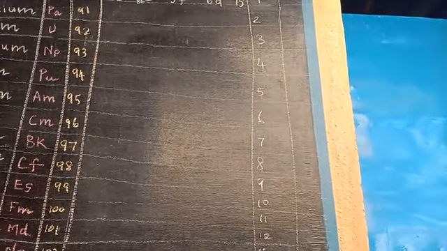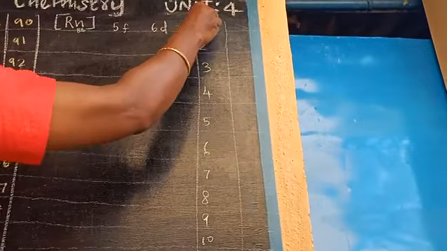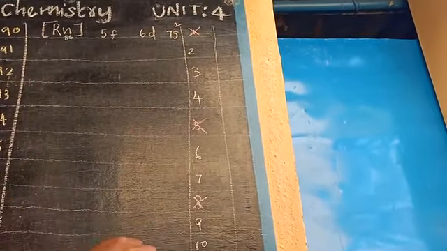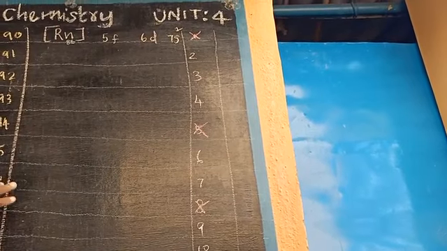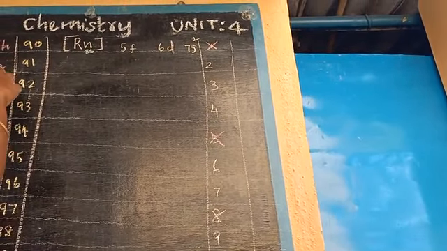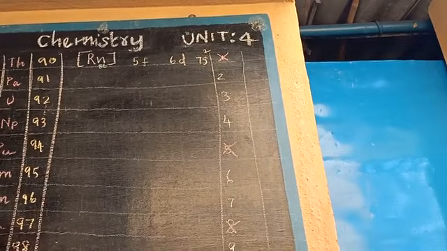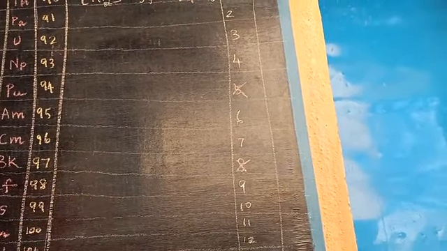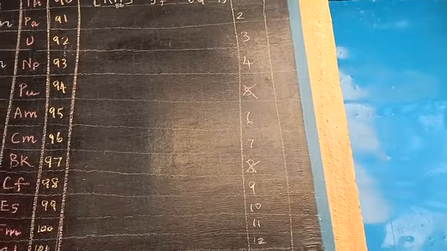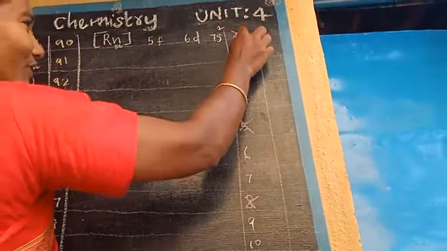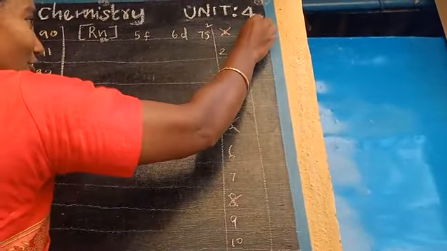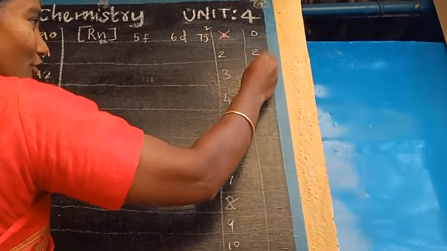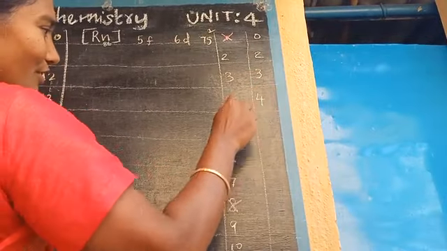Here 1, 5 and 8: these three numbers are not possible for the 5f orbital. Keep that alone in your mind. That means 1, 5 and 8 should not be written. So starting from 0, 1 should not be written, and 2, 3, 4 are written, 5 should not be written.